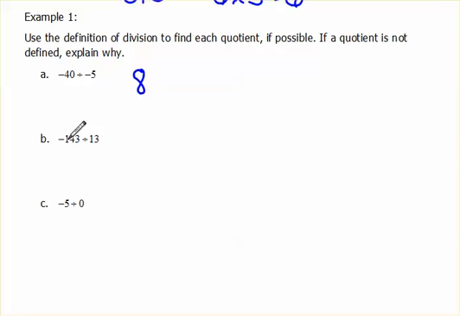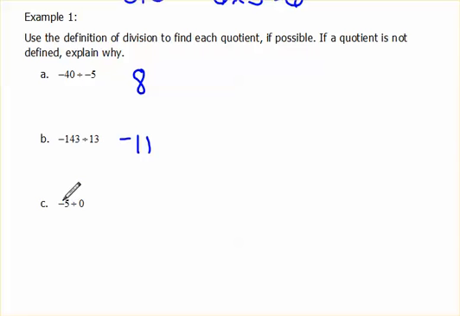Moving on to the next one, we have negative 143 divided by 13. So again, don't worry about the signs, just do the division. 143 divided by 13 is 11. Now, are the signs the same or different? They're different, so our answer is negative, just like that.